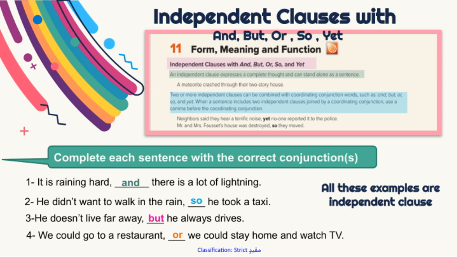Remember, the key point is that these conjunctions join independent clauses, helping us build clear, connected sentences. This understanding is essential as we explore how to create more complex and nuanced sentences in our writing.